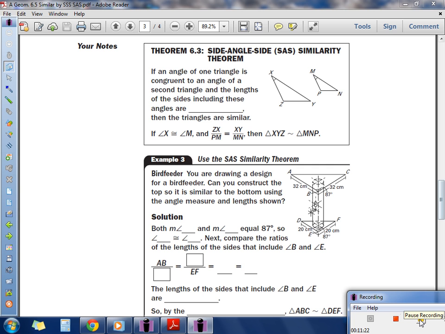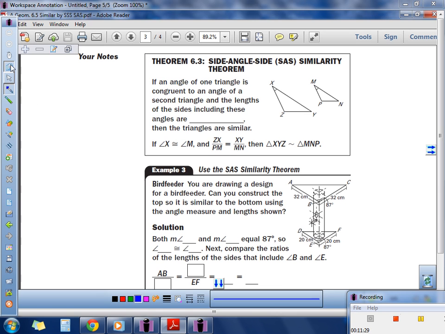The next theorem we have is for side angle side. And if you remember, you had this back when you did congruence. In side angle side, you had 2 sides and the angle in between them. That's the key concept for side angle side. So once again, if an angle of one triangle is congruent to an angle of another triangle, and the lengths of these sides are proportional, then the triangles are similar.